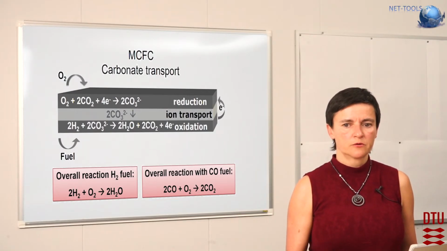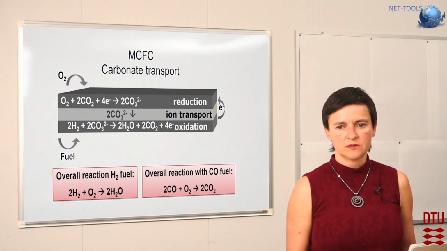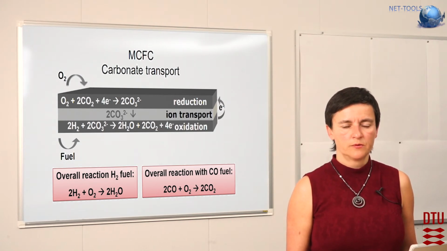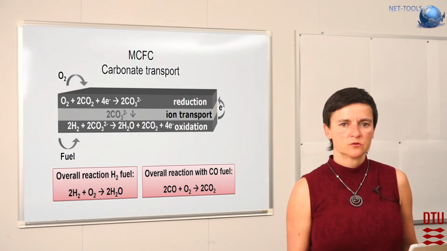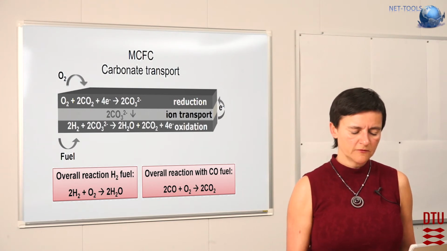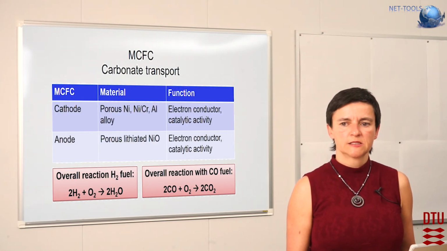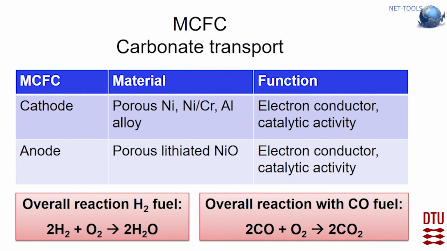As you see, also the overall reactions are the same. Hydrogen or CO react to release steam and CO2. So also molten carbonate fuel cells can use hydrocarbons as direct fuel. The involved materials are listed here in this table for the electrodes. Also non-noble nickel-based electrode materials.